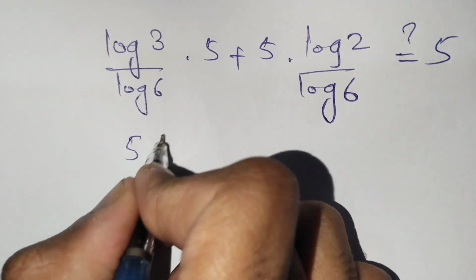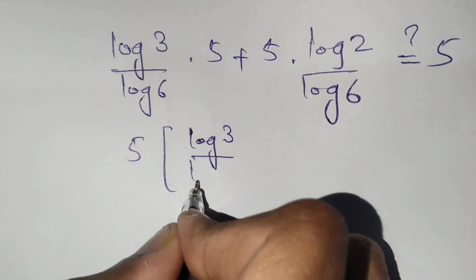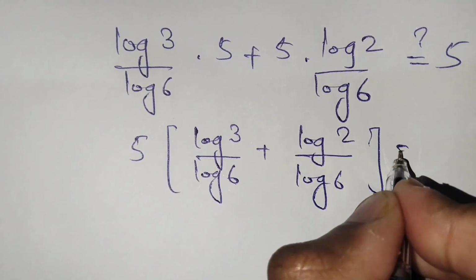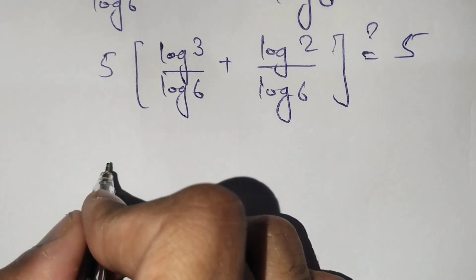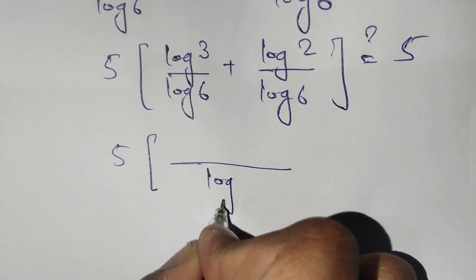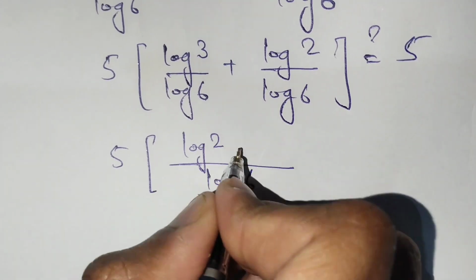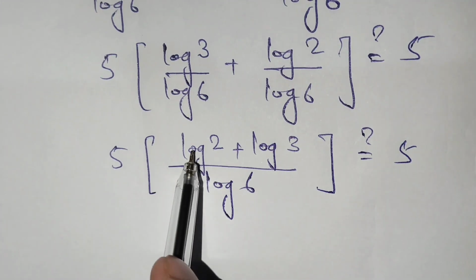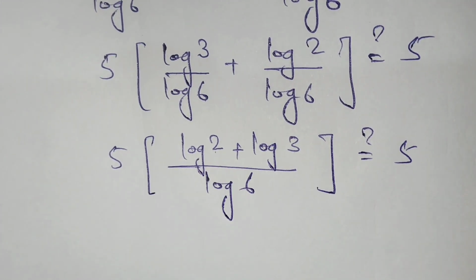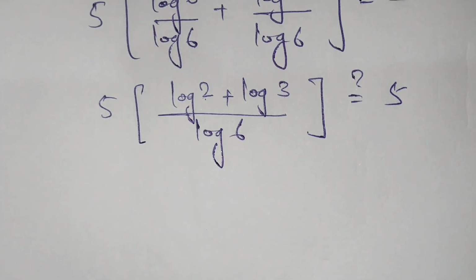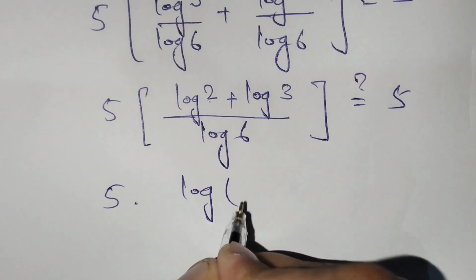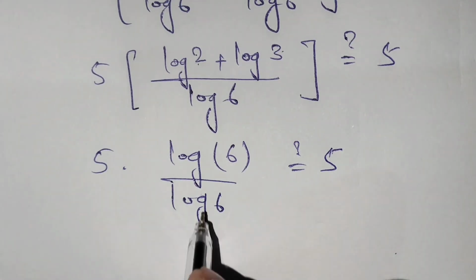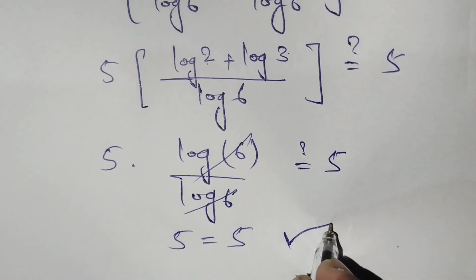Taking 5 common, we have log of 3 divided by log of 6 plus log of 2 divided by log of 6, equals 5. This will be 5 times log of 2 plus log of 3 over log of 6, equals 5. And we use a formula for this: log of a plus log of b is log of ab. So it will be 5 times log of 2 into 3, which is 6, by log of 6, equals 5. Log 6 cancels with log 6, 5 is equal to 5, meaning left hand side equals right hand side.